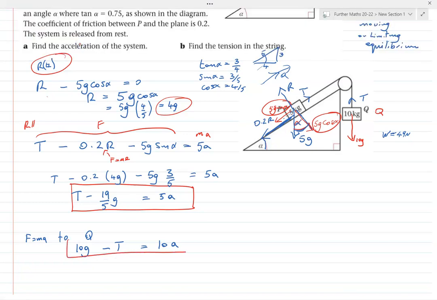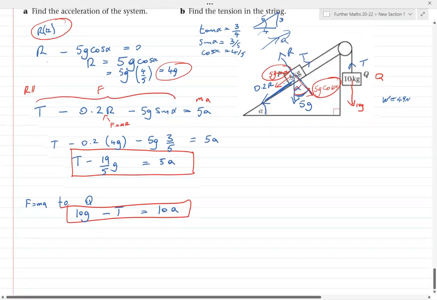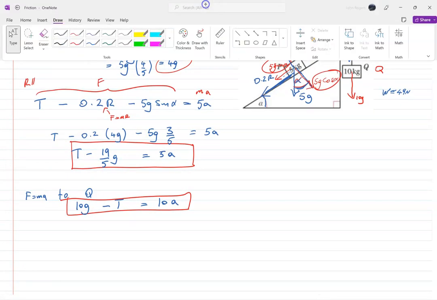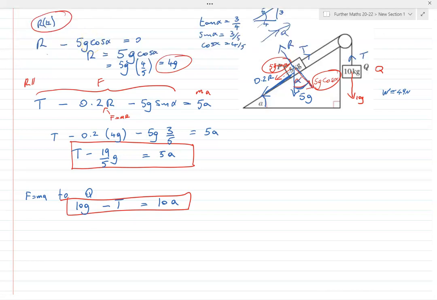You will often see in these scenarios, not always, but it'll be useful to add these two, because T cancels if we add the two. So it's a simultaneous equation, and quite commonly adding will eliminate T. So if we add the two equations, we get 10g minus 19/5g, T having cancelled, is equal to 15a, those two added.